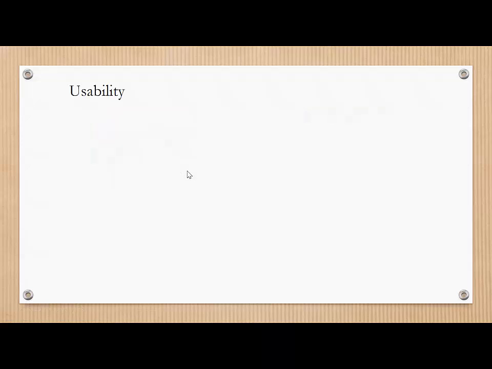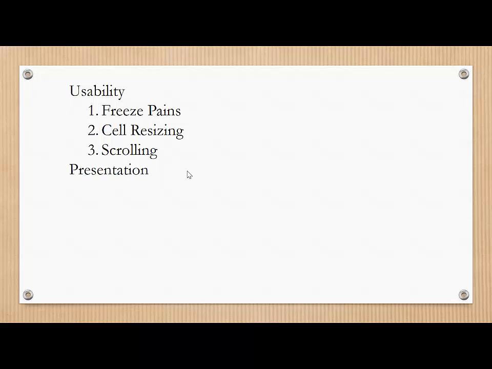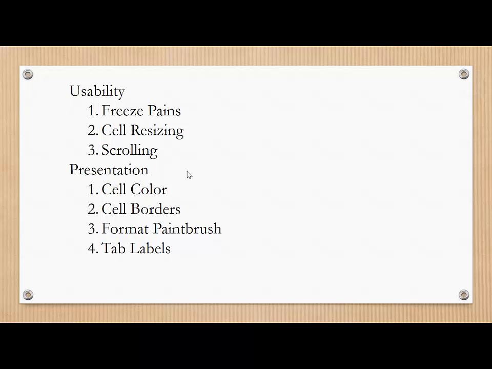So today we'll cover usability by looking at the freeze panes function, cell resizing, and scrolling. Also, we will tackle some simple presentation issues, namely cell color and cell borders. We will use the format paintbrush, and I will show you how to move between worksheets, label those tabs, and change the color of the tabs.